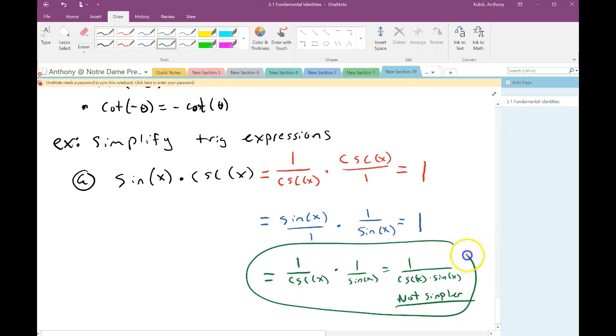So this one, you would not want to do. But either one of these first two would be correct. Do you have to do it both ways? No. One of the two would be sufficient as a correct answer. Let's do another.